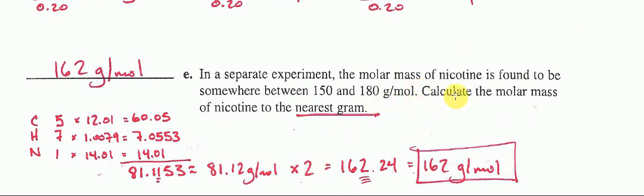But we're not being asked for the molecular formula, we're being asked to calculate the molar mass of nicotine to the nearest gram. Well, we multiplied by 2 to get 162.24. The other thing I want to point out is the question asks us for the nearest gram, so we'll round to this spot right here, and we'll stick with 162 grams per mole.